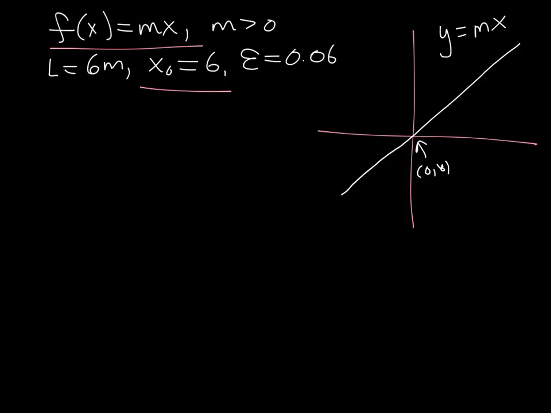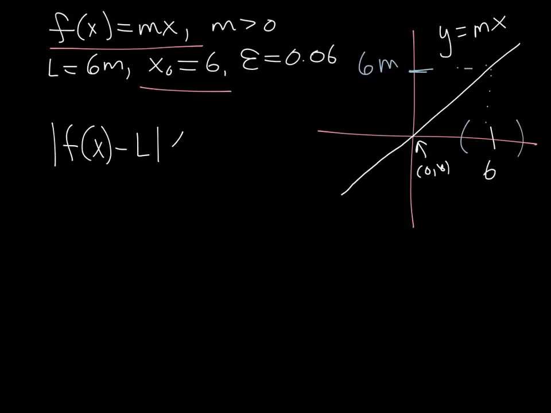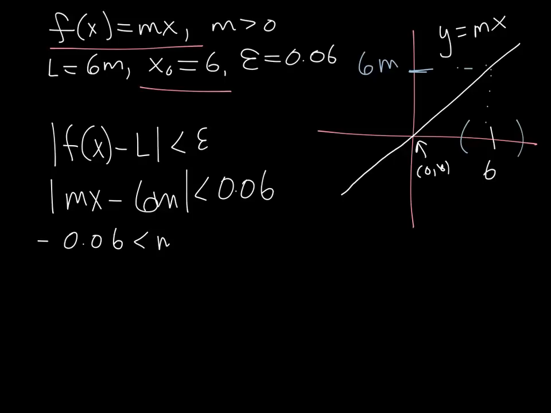And what I'm trying to do is find an interval around 6 that's going to make me happy with this limit. Well, how does it make me happy? I use my formula, f of x minus my limit less than epsilon. I plug in everything that I know: mx minus my limit, 6m, less than epsilon, 0.06. I do my plus or minus, which gets rid of the absolute value.